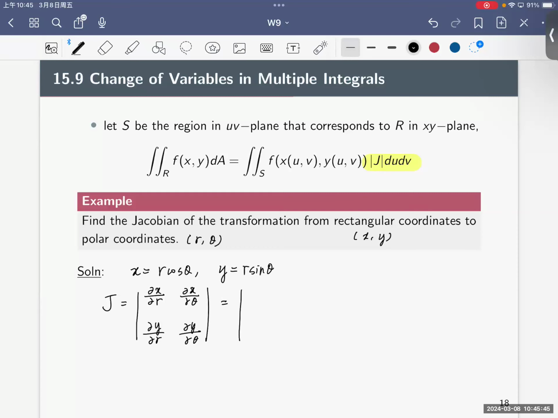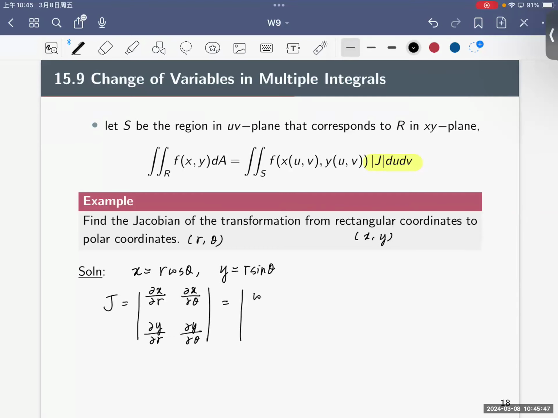The first one, partial x partial r, is cosine theta. Partial x partial theta, I differentiate this with respect to theta, and I will have negative r sine theta. The second row, differentiate this with respect to r, I have sine theta. And differentiate this with respect to theta, I have r cosine theta.